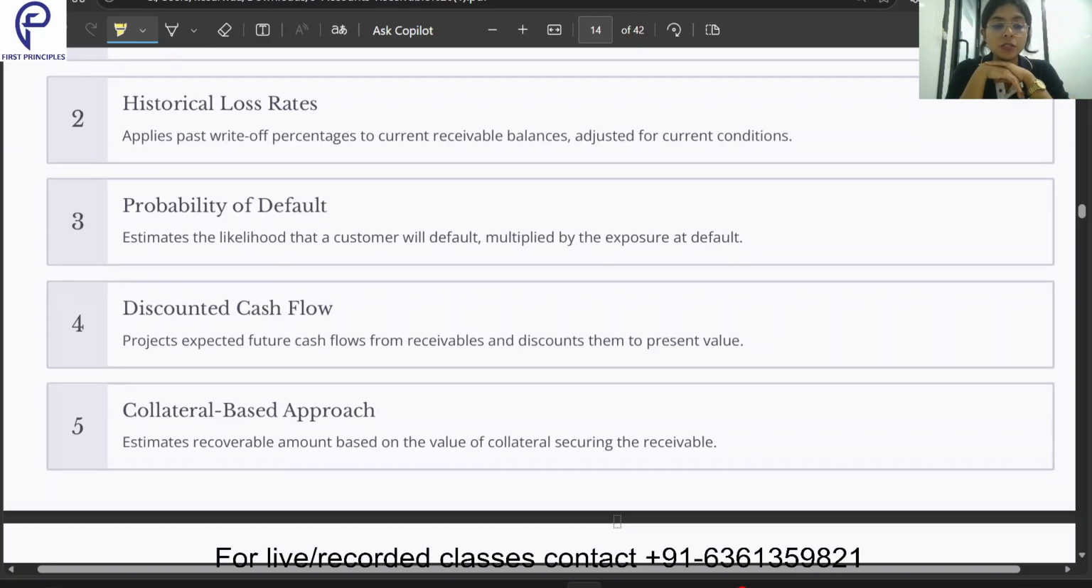Then collateral based approach. There could be a scenario where the customer has bought something really valuable from me, but the customer was not in the position to pay me cash. So instead of giving me cash, the customer gave me, suppose, one of his delivery vans as a collateral, saying that later on when I come and give you the money for the goods that I purchased from you, I'm going to take back the delivery van. So in that case I can estimate the recoverable amount from that collateral. I can see that by selling this delivery van I'm going to receive this much amount of money, so that much amount of money I should record as my accounts receivable.